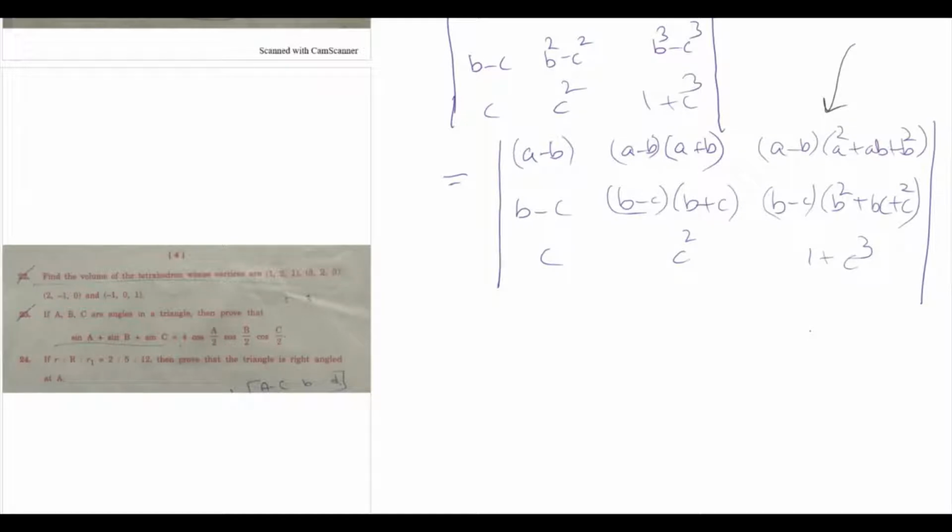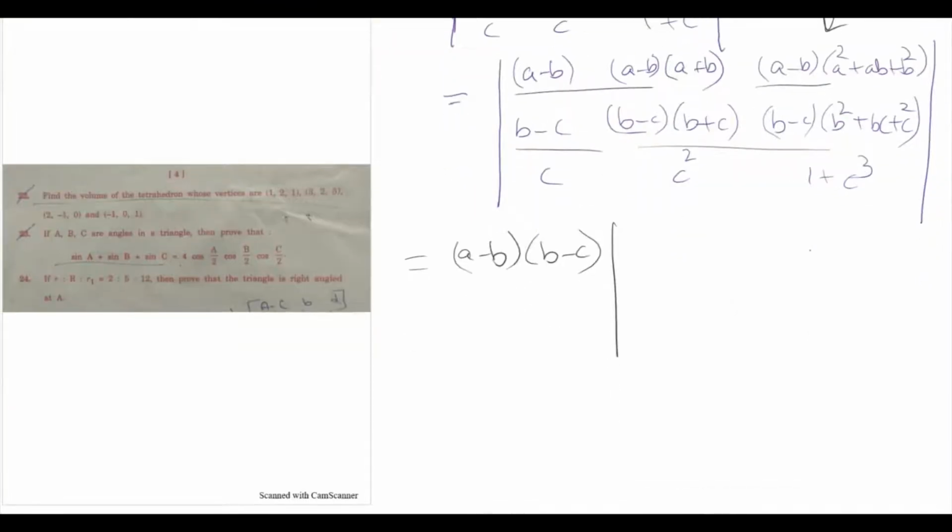Now in the first row, take out A minus B common, and in the second row B minus C is common. That equals A minus B into B minus C into the determinant of: 1, A plus B, and here A square plus AB plus B square, and here it is 1, B plus C, B square plus BC plus C square, and the third row is C, C square, 1 plus C cube.